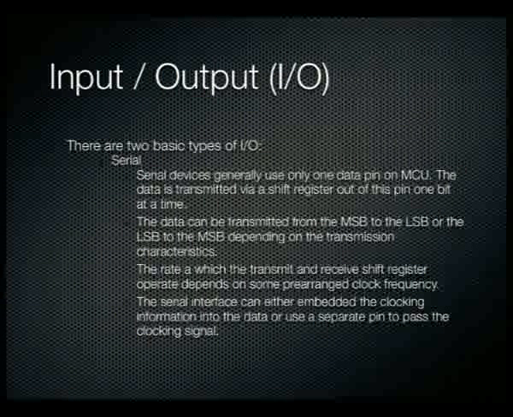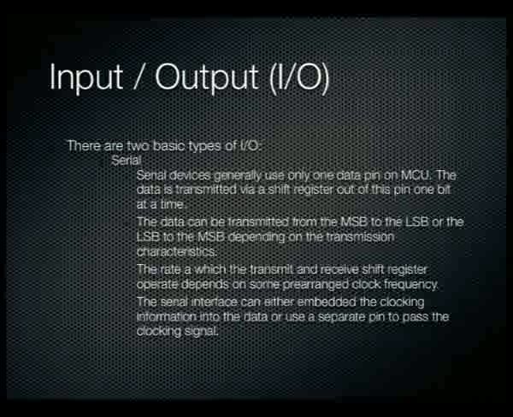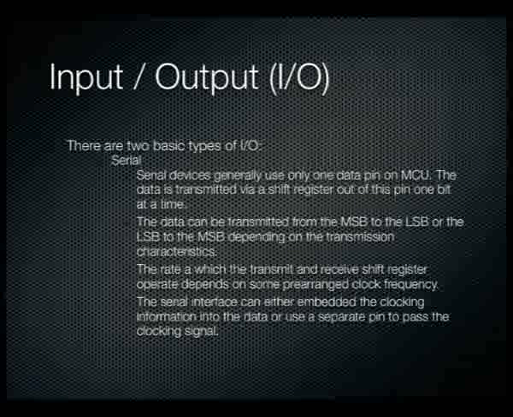So when it comes to input-output subsystems, there are generally two basic types of I/O. There are, of course, serial and parallel subsystems. Serial devices generally use only one data pin on our microcontroller. The data is transmitted via a shift register out this pin, 1 bit at a time. Generally, when dealing with these subsystems, we load the data in parallel form. The subsystem then rips that parallel form down into a serial fashion simply by pumping that data out of a shift register 1 bit at a time.